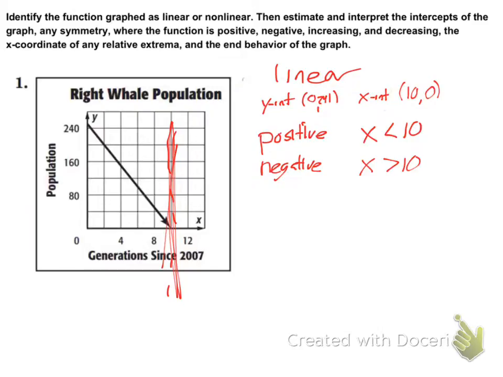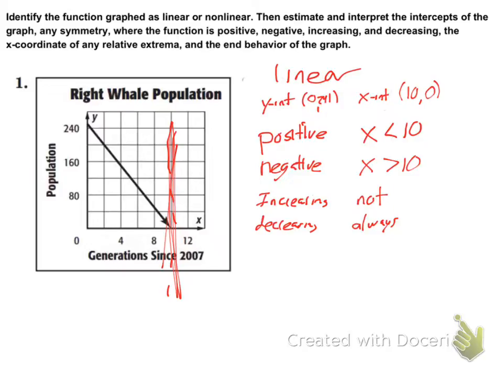Where is the graph increasing? Nowhere. It's not increasing, correct. There are no increasing parts on this graph at all. Decreasing? How about always? It's always decreasing. Yeah, it's going downhill. You're gaining speed the whole entire time.